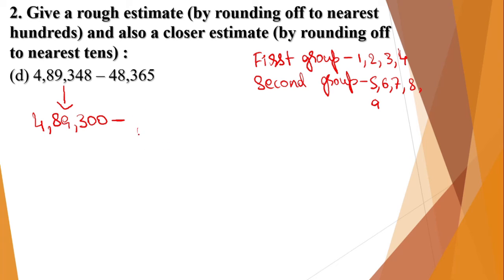And the second number which we have is 48,365. Now here we should circle 3 because 3 is in hundreds place. And we should circle 6 because it's next to 3. And if we check, 6 is in the second group. So if the number is in second group, we should add 1 to the first circle digit, which is 3 here. So 3 plus 1 is 4. Now here, 4 and 8 will be as it is because they are on the left side. And 3 will become 4 because we added 1. But 6 and 5 will become 0. So we will get 48,400.